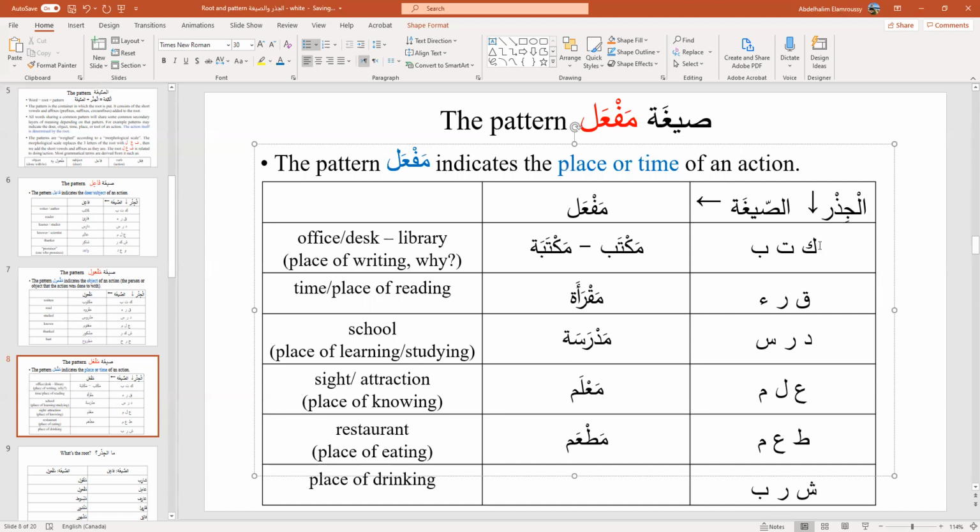So let's go to the first root, kaf ta ba. Let's put it in the pattern maf'al. So again, what are the steps that we'll be doing? Okay, pause and say the steps and then get back to me.